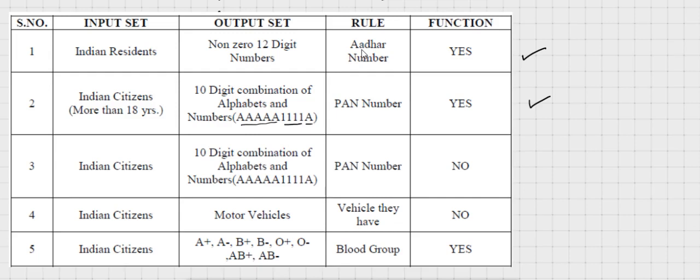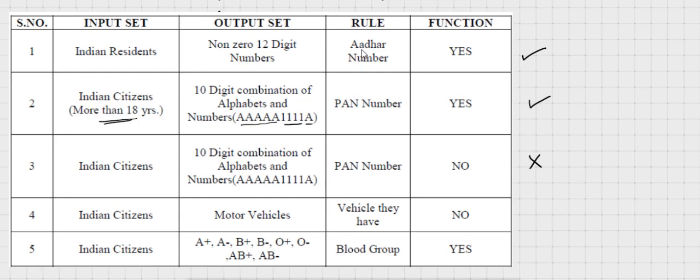See, if I am not restricting the input set, I am just taking away this restriction. What is that restriction? More than 18 years. Even a newborn baby or a 1 year or 2 year old will be there in the input set. Is there any condition for a 3-year-old kid to have a PAN number? No, right? So here the first condition itself failed.